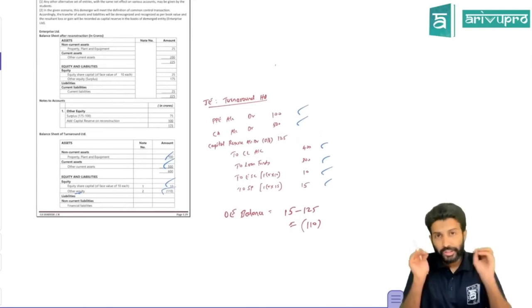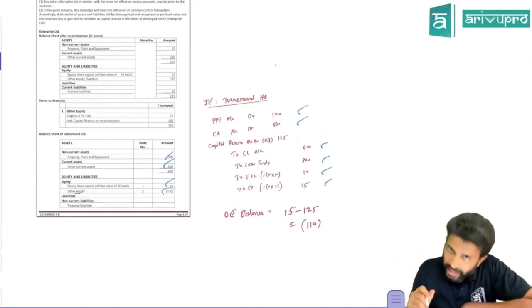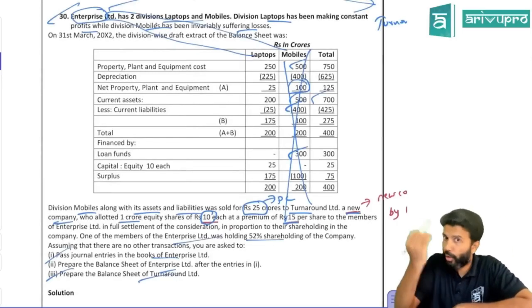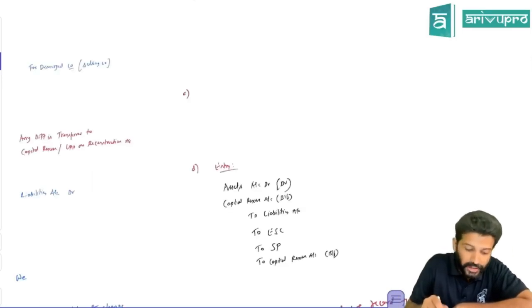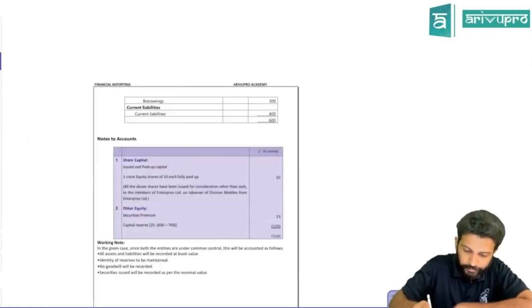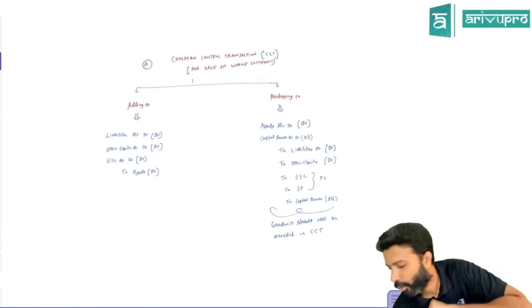Okay, sir. So this is for a common control transaction where only a division has been sold. Is it necessary that every time we should sell a division only? No. We could sell the whole company also. Sir, if the whole company is sold, then what to do, sir? I'll show you that as well. First, we'll run through a few pointers. Then we will apply it to one question.